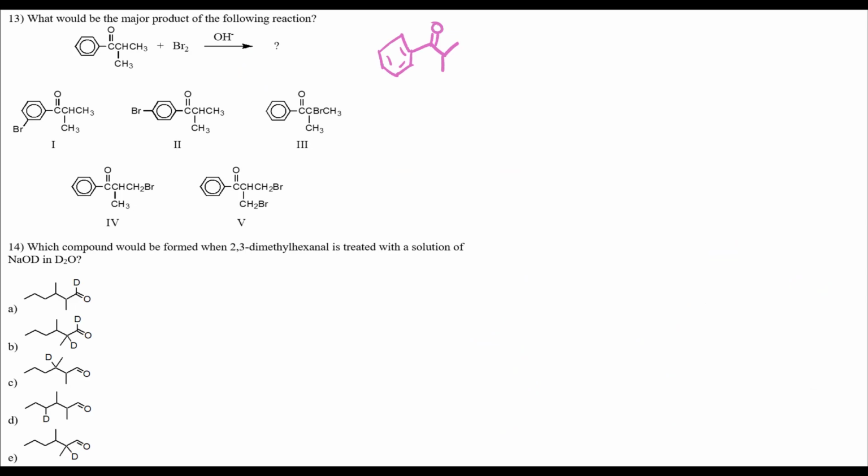Okay, number 13, what would be the major product of the following reaction? Notice that we have a base, and we have some hydrogens right here. Okay, so first of all, we're going to do an acid-base reaction with this hydrogen right there. And what happens here is that this hydroxide is very, very hungry, and he takes out this hydrogen. Okay? Okay, cool. So that happens.